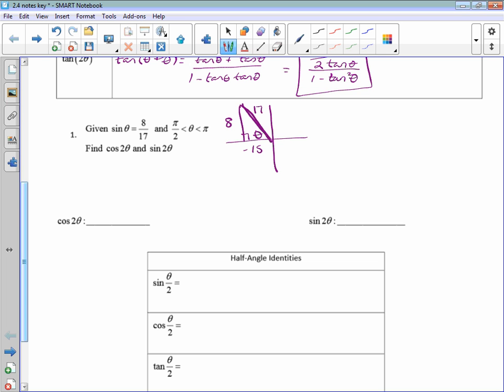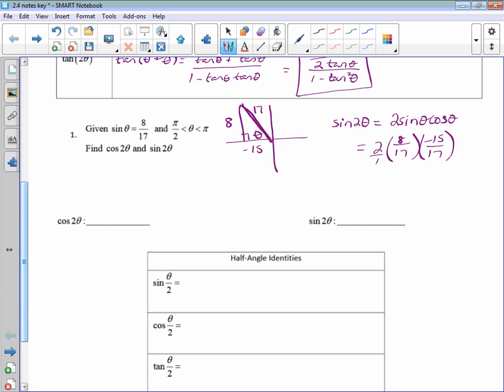All right, so let's actually do the sine of 2 theta first. So sine of 2 theta, we know our formula is 2 sine theta cosine theta. So for this problem, that's going to be 2 times 8 over 17 times negative 15 over 17. Where your 2 is over 1.